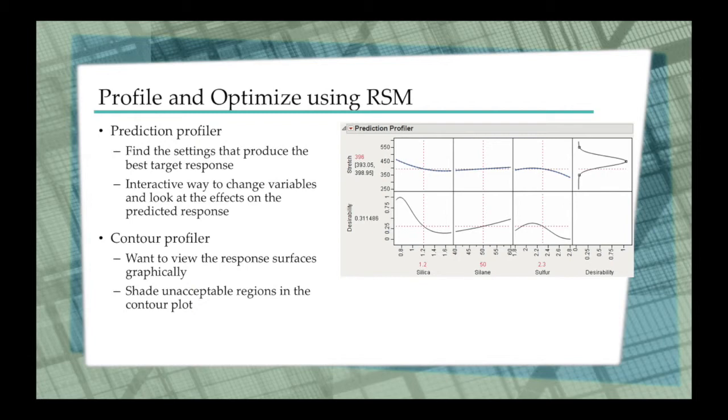The contour profiler is used when you want to view the response surfaces graphically, especially when there are multiple responses. You can enter the low and high limit values to shade the unacceptable regions in the contour plot.